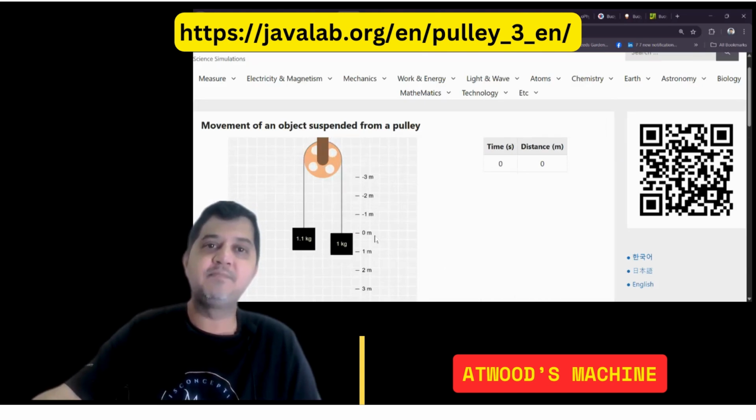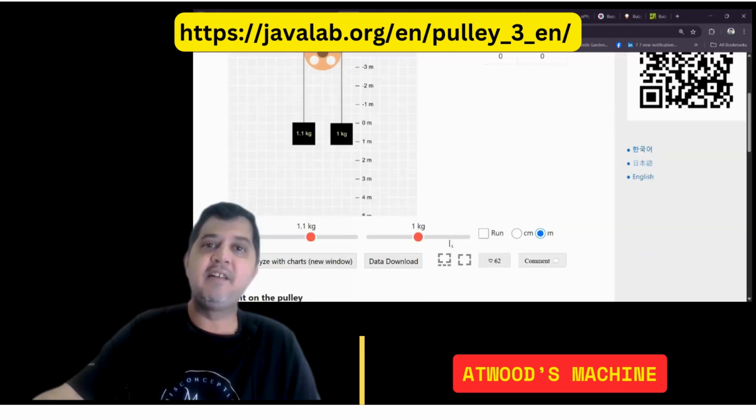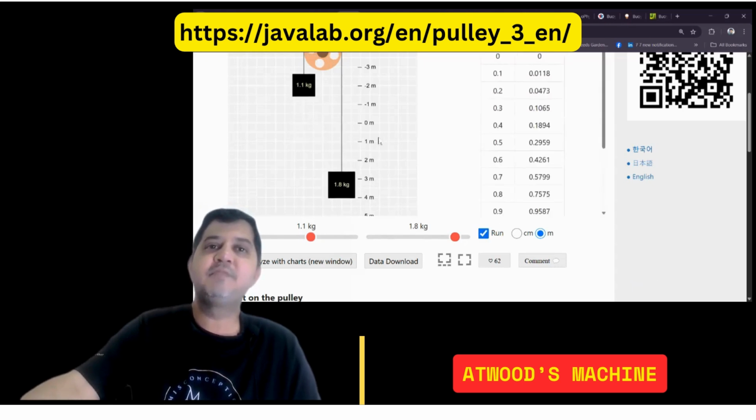I'll pull this here and make it over here. I'll remove the run, so anyway it will not run. Now I can increase this value also, make it 1.8 kgs over here. This 1.8 is larger than 1.1, so therefore this downward force is larger than the upward force. So definitely this will come down, right?